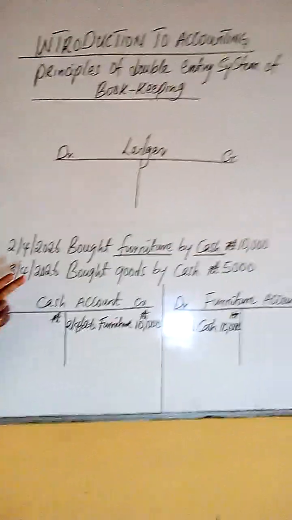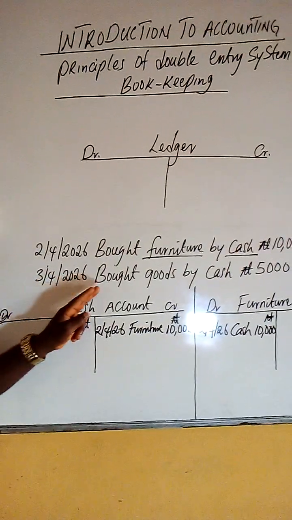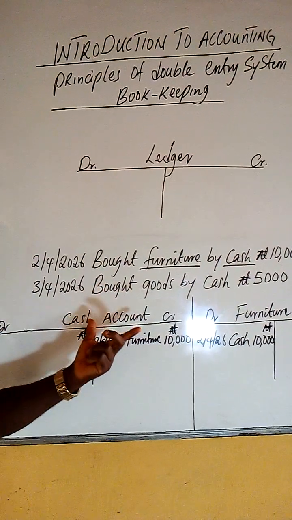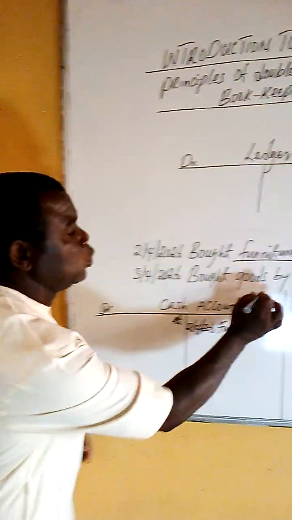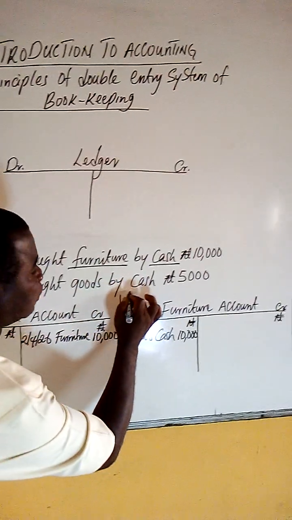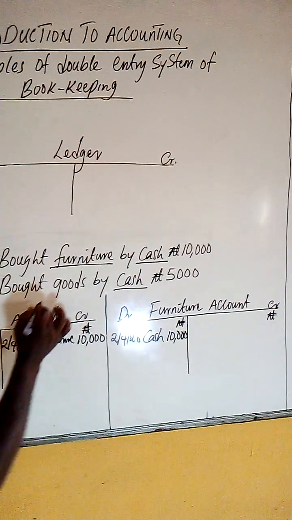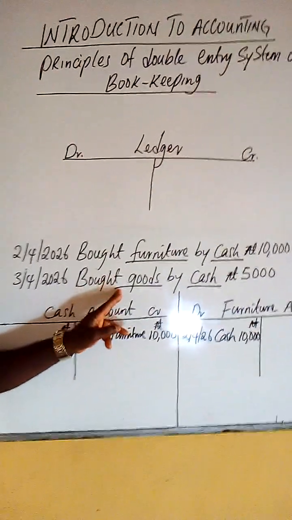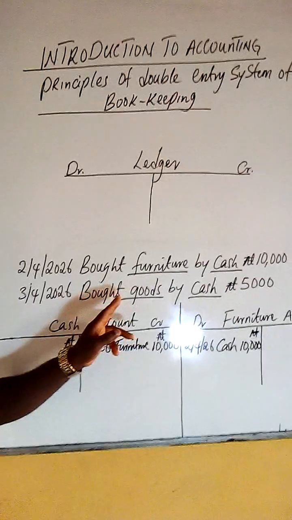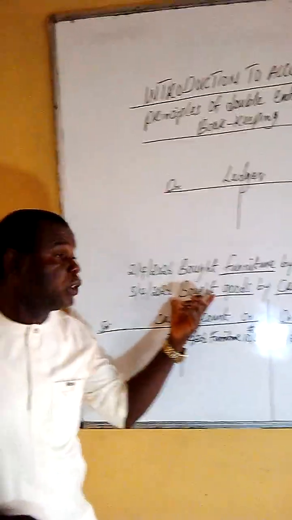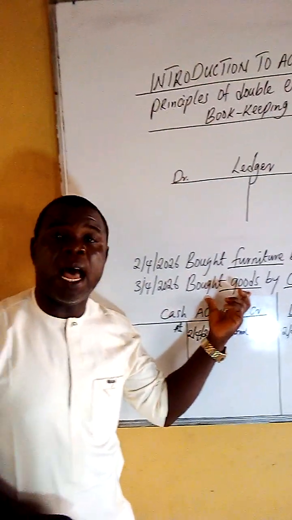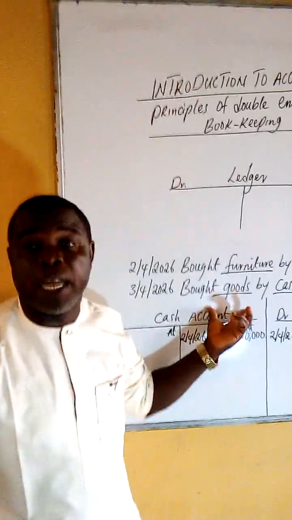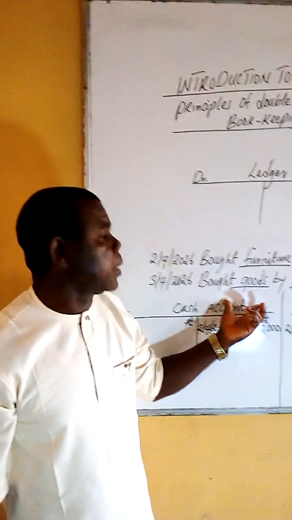The second one says that on the 3rd of April 26, bought goods by cash 5,000. I want to clarify something here. Here we are saying bought goods. Here still the giver account is cash and the receiver account is goods. But in accounting, if you now say bought goods and you open goods account, it will not be correct. It will not be correct because in accounting, the goods that are purchased for sale are called purchases. So instead of opening goods account, which is somehow correct to a layman, you don't open a goods account.